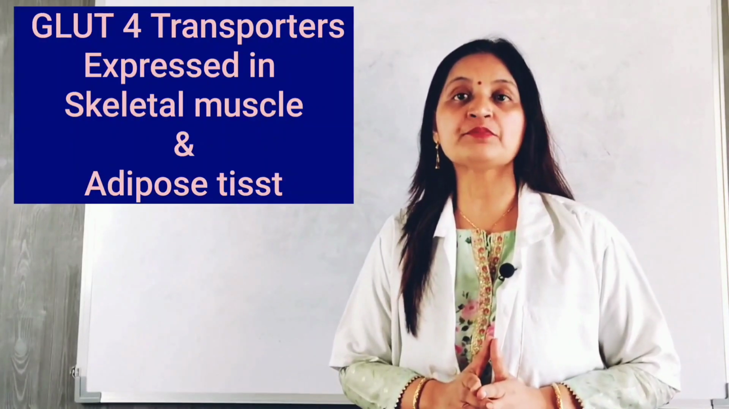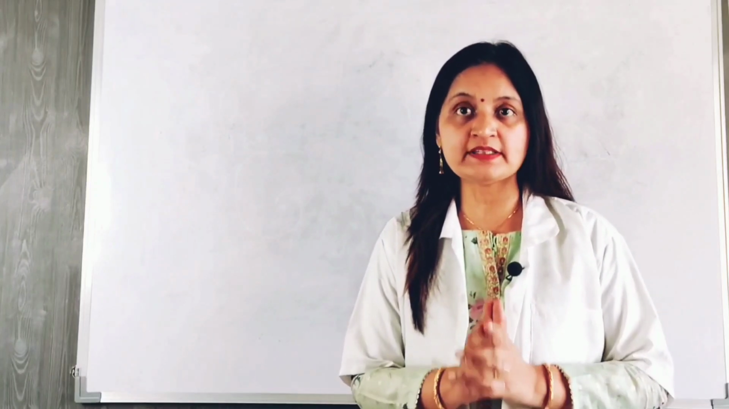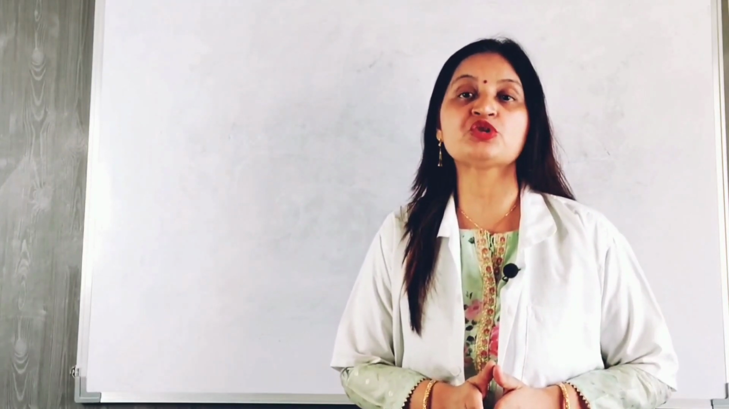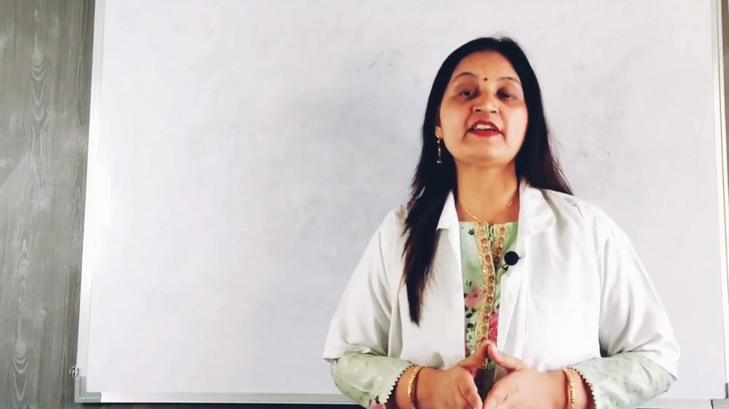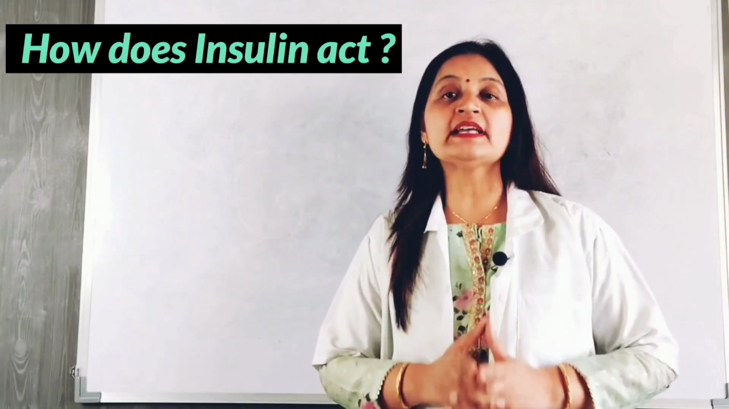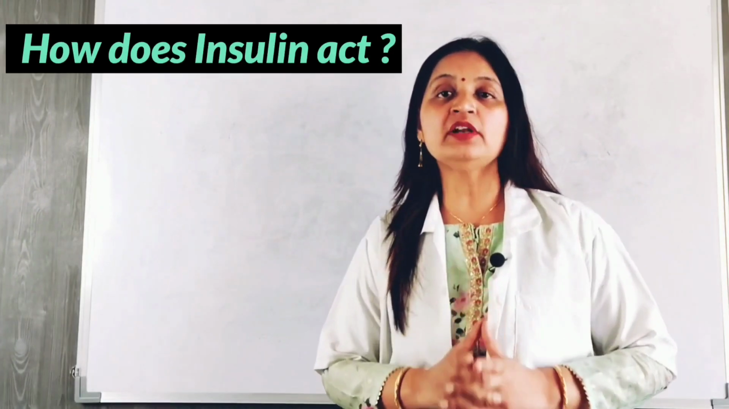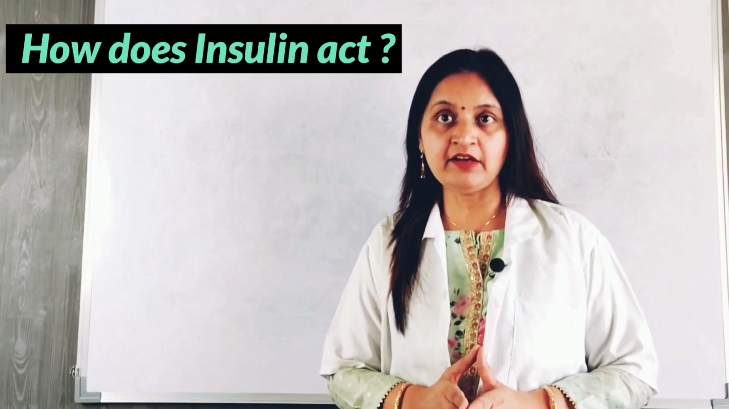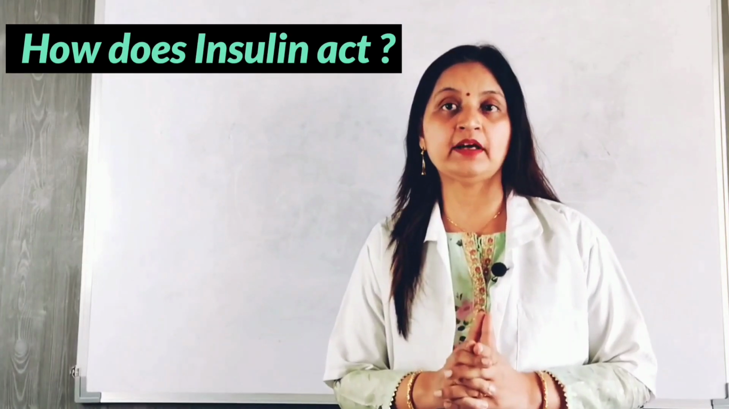GLUT4 transporters are predominantly expressed in the skeletal muscle and adipose tissue, and these transporters facilitate glucose utilization by the skeletal muscle and adipose tissue. So how does insulin act? Insulin acts on the insulin receptor, which is an enzyme-linked receptor.